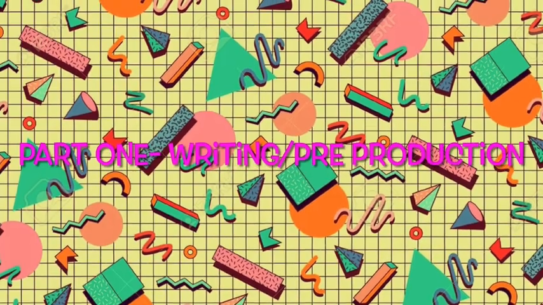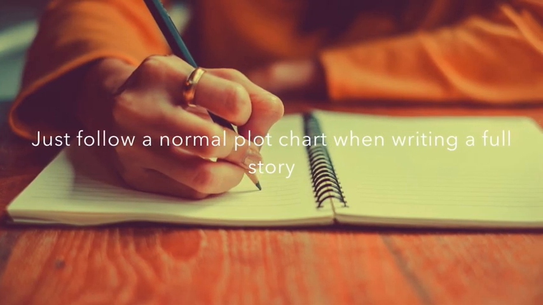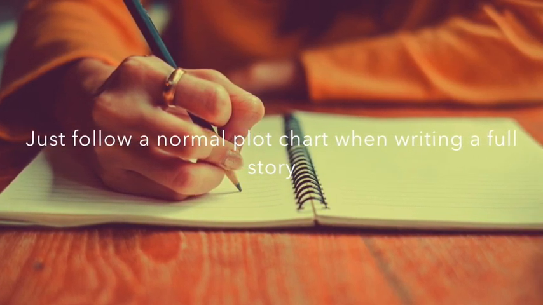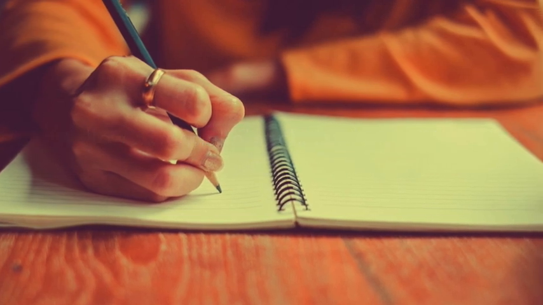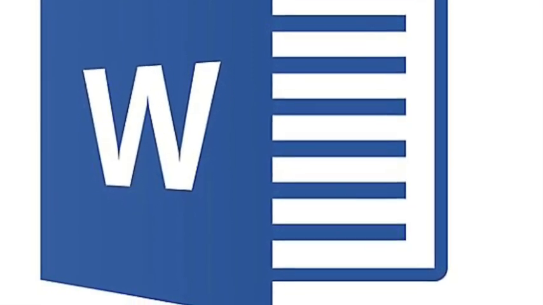Part 1. Writing and pre-production. Alright, before you get into the animating, you wanna write a script, an outline for what you want the story to be. I would recommend using Google Docs for this, so you can share the document with other people, like your voice actors. Microsoft Word is also very cool. I've used it to write a few scripts, but I mainly stick to Docs. The background is just me animating some tests.